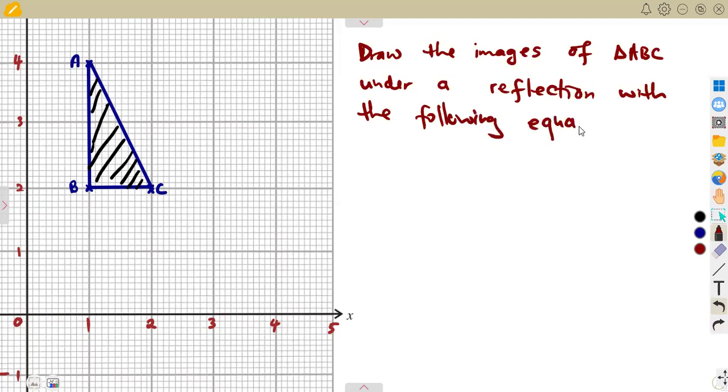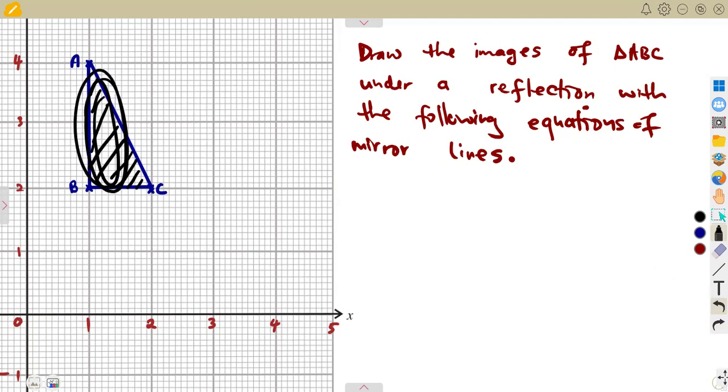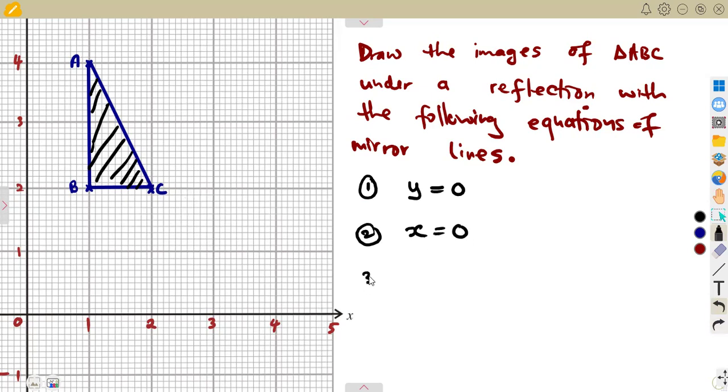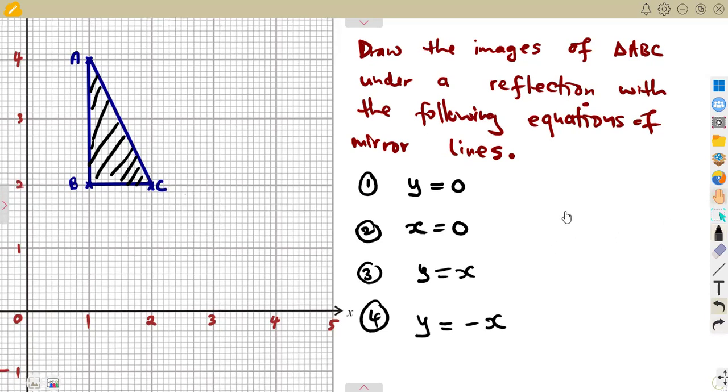With the following equation of mirror lines. So you have the object already. This is our object. That's why we are saying the images of triangle ABC. So you will be given, maybe it is the line y is equal to 0, maybe it is the line x is equal to 0, maybe it is the line y is equal to x, maybe it is the line y is equal to minus x. You could have answered these typical questions.